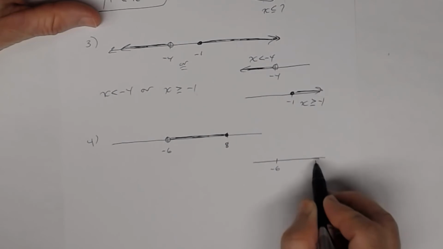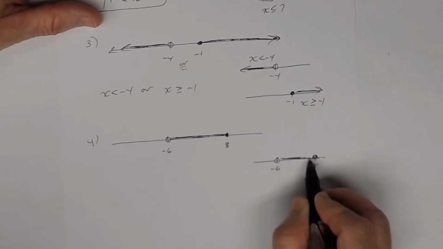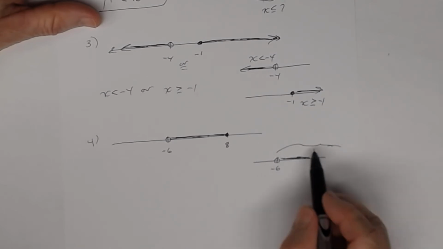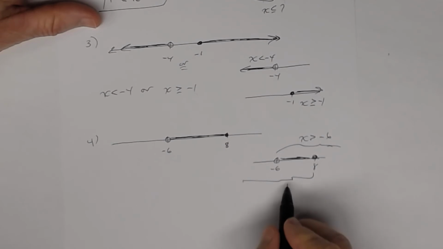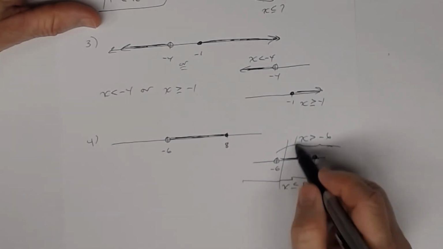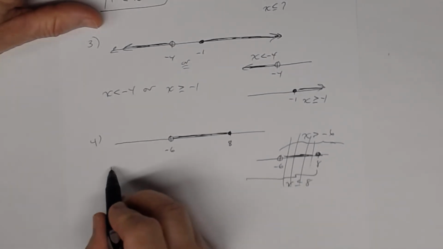Well, actually, let me do it this way. So here's the open circle, closed circle. And so this part here means that X is greater than -6. And this part here means that X is less than or equal to 8, right? And then we look at the intersection. And so that's that and statement.